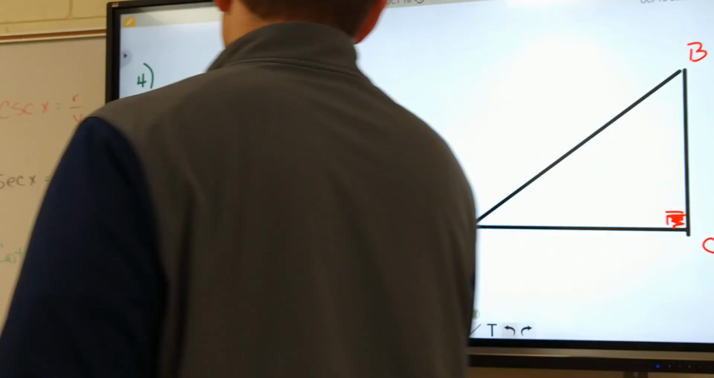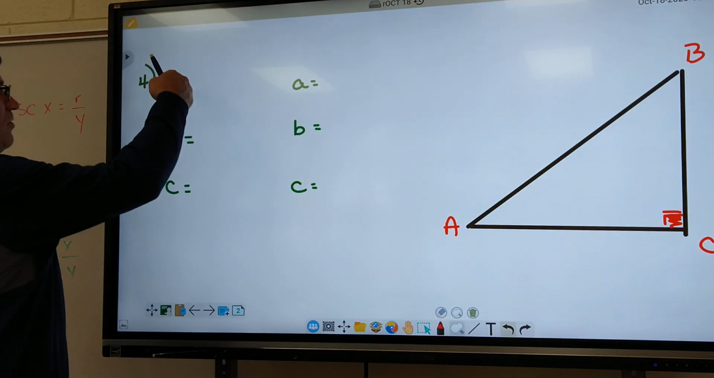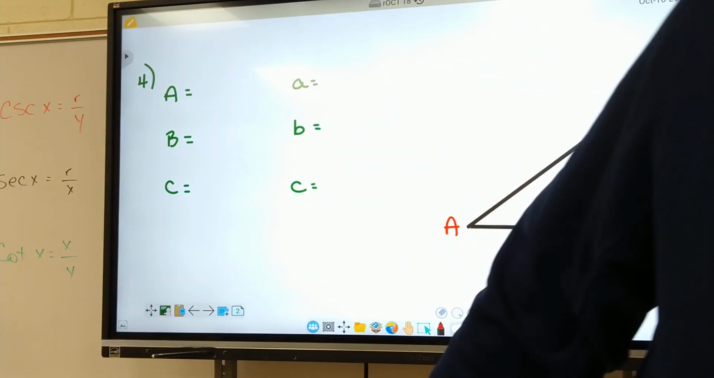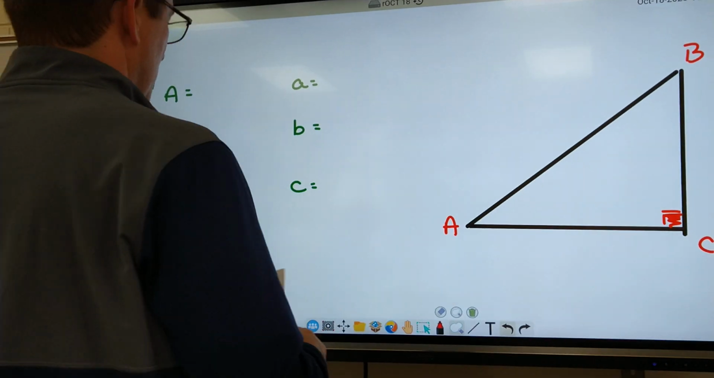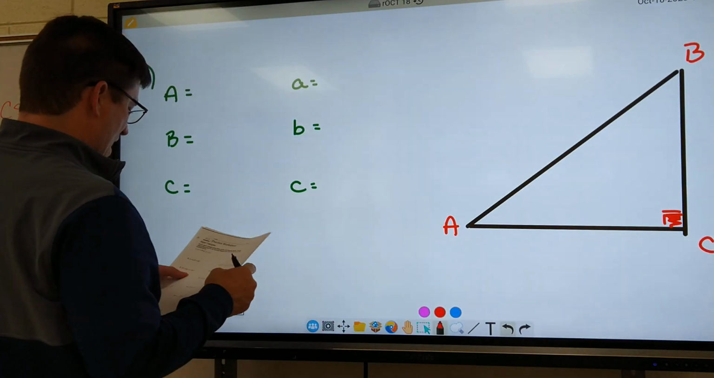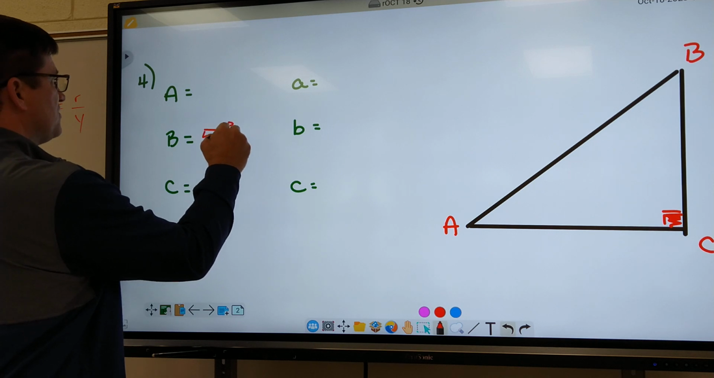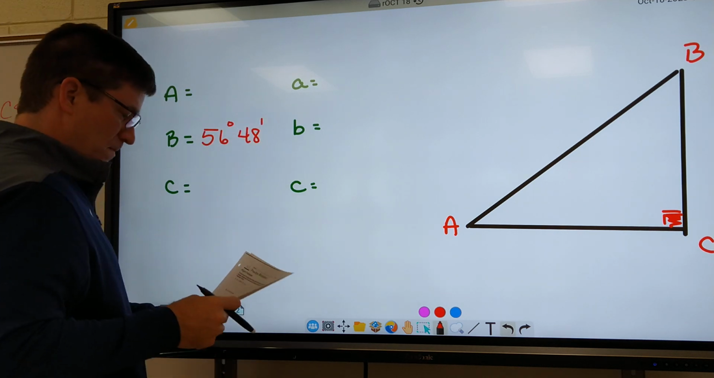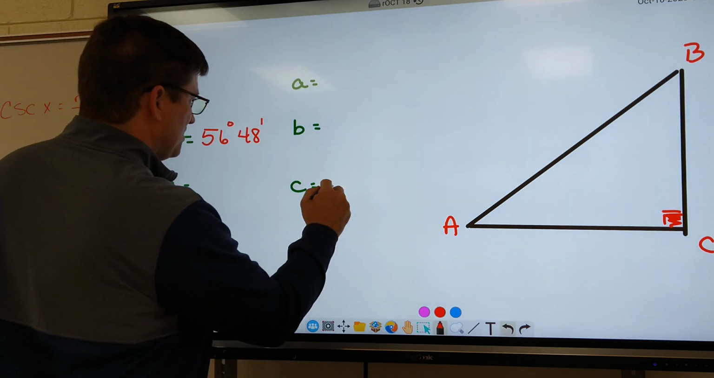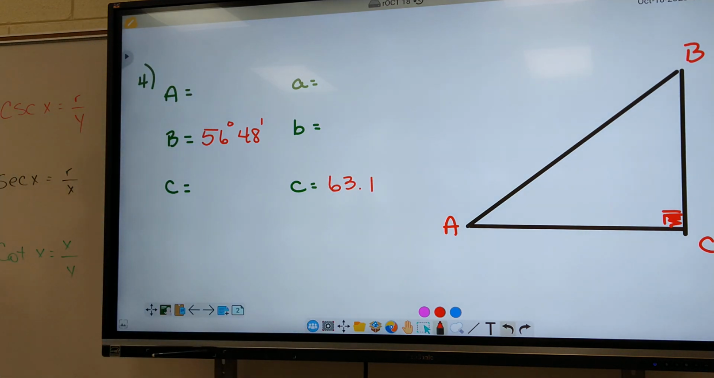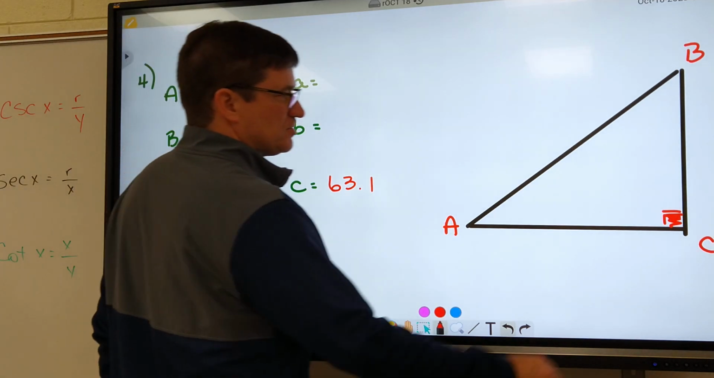All right, so Ada, what they want us to do is find all three angles and all three sides. If you look at number 4, they are giving us some of the answers. They are showing us that angle B is 56 degrees, 48 minutes, and that little c, side C, is 63.1.